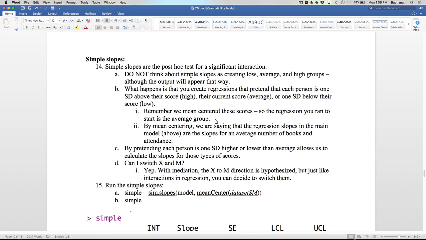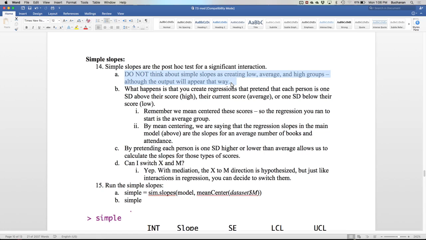But we are not literally grouping them, so that's why the first line here says, do not think of them as creating groups. The output looks like it's splitting into groups. I'm not taking those 40 people and going, you're low, you're average, you're high. That's called median splitting sometimes, or tertile splitting. Don't do that. Instead, we're going to leave the data continuous. That gives us more power.